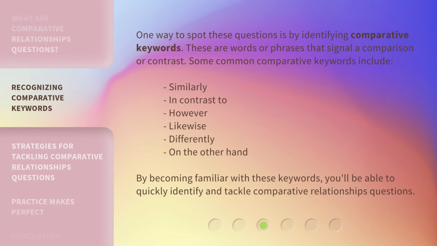One way to spot these questions is by identifying comparative keywords. These are words or phrases that signal a comparison or contrast. Some common comparative keywords include similarly, in contrast to, however, likewise, differently, on the other hand. By becoming familiar with these keywords, you'll be able to quickly identify and tackle comparative relationships questions.